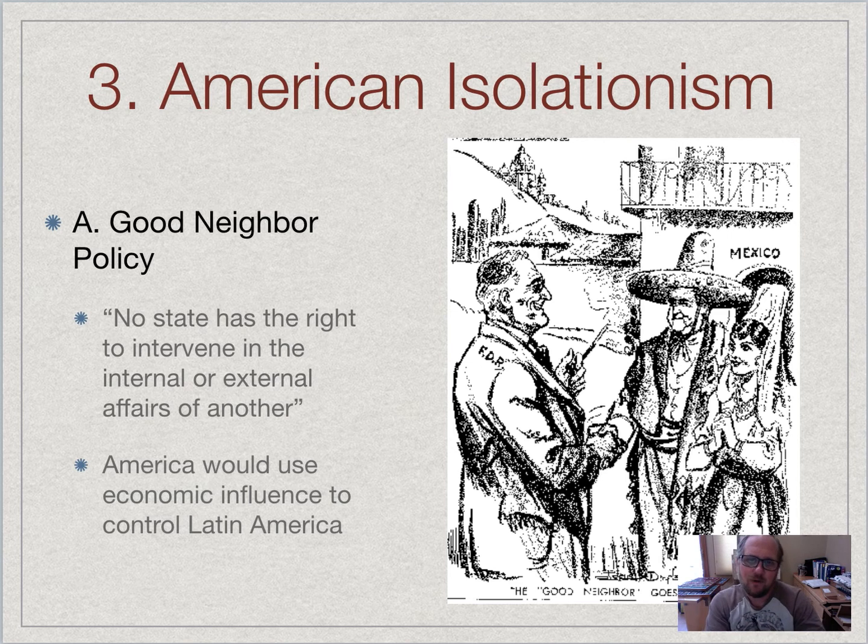And in this time period, America was also pulling back from interventionism in Latin America. FDR came up with this idea called the Good Neighbor Policy. He was going to ease on military control over Latin America, especially Mexico, but continue to basically influence them economically. His quote was, "No state has the right to intervene in the internal or external affairs of another." So he's going to pull back on that big stick and dollar diplomacy and be an economic influence in Latin America, but not so much a military influence in those areas.